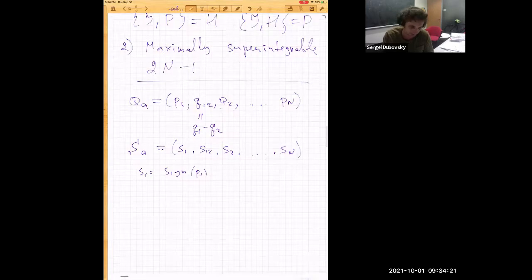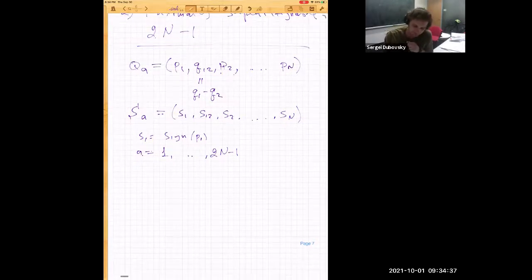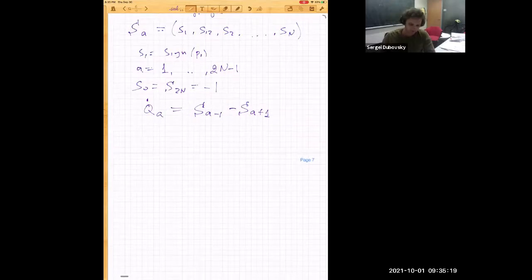Sn. In addition, there is this little index A, which runs from 1 to 2n minus 1, because I'm only looking here at the coordinate differences, since all dynamics depends only on differences of coordinates. So there is one degree of freedom which decouples trivially. And if one also introduces the notation S0 equal to S2n equal to minus 1, then in these variables the equations of motion of this model take this simple form: Q_A dot is equal to S_{A-1} minus S_{A+1}. These are the Hamiltonian equations following from the system.